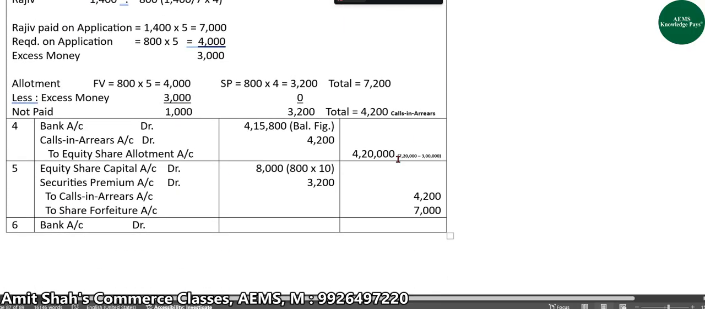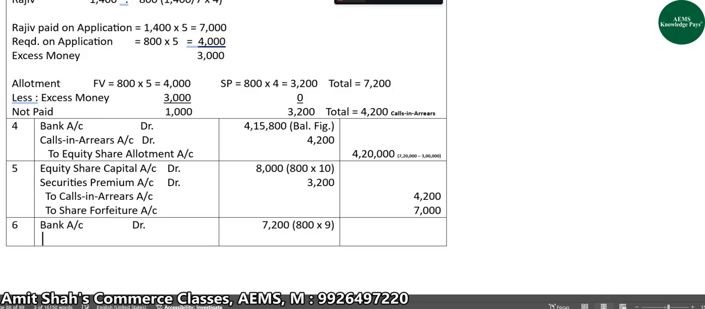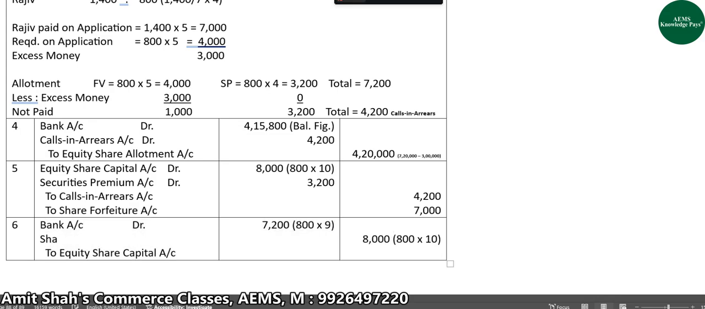So we have received rupees 9 per share on 800 shares by reissuing them, that is 7,200. But we issued share certificate of entire rupees 10, that is 800 into 10, means rupees 8,000. It means we have given discount of rupee 1 per share, and that would be debited to share forfeiture account. 800 into 1, this is discount per share. That is rupees 800.